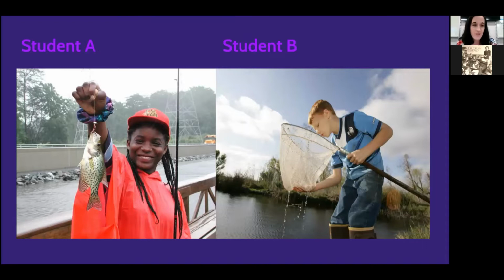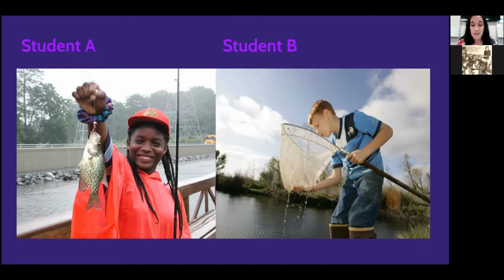And so I use this example and I say, here you see two students. Let's say you taught both of them how to fish. After a few lessons, you sent them out to prove to you that they know how to fish. Student A has caught a fish. Clearly, the student has learned from your lesson and has been successful in catching a fish. Student B, you'll notice, has an empty net.